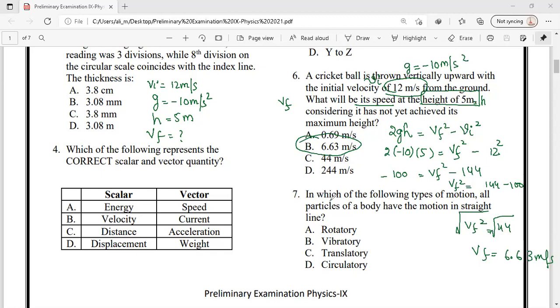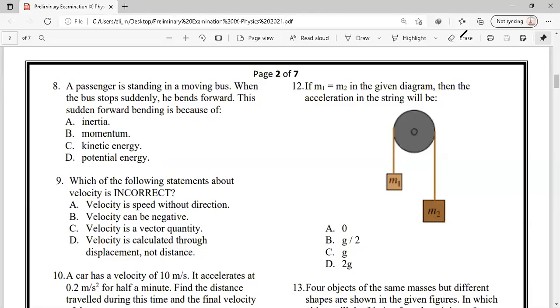In question number 7, which of the following types of motion has all the particles of the body moving in a straight line? So the correct answer is option C, in which if the body is moving in a straight line, all the particles of the body move in a straight line. So the correct answer for question number 7 is option C. Let's see question number 8.